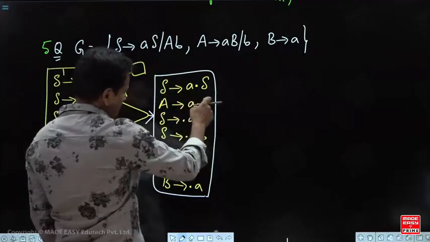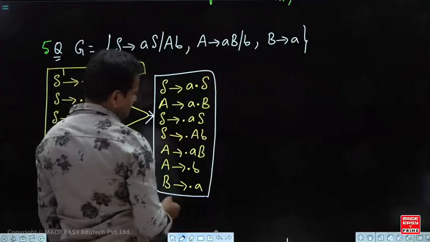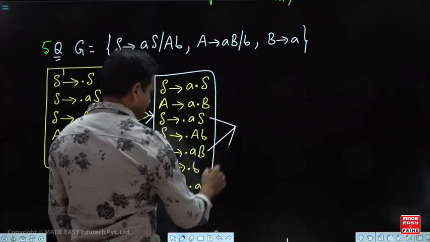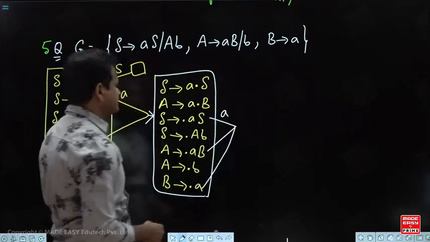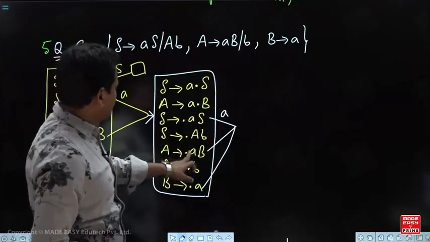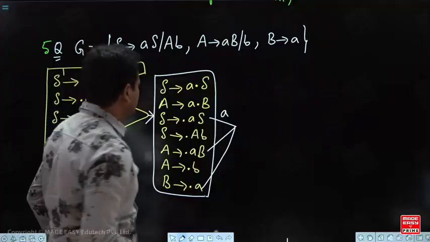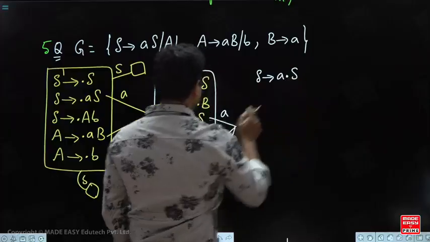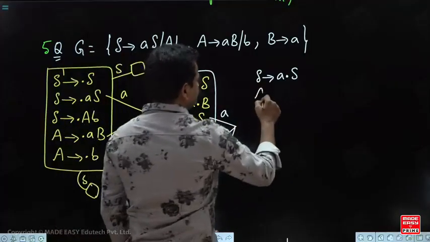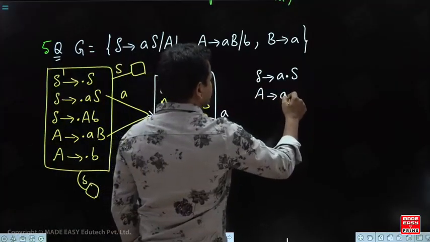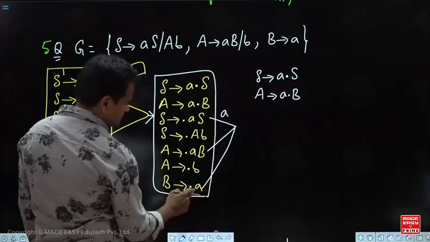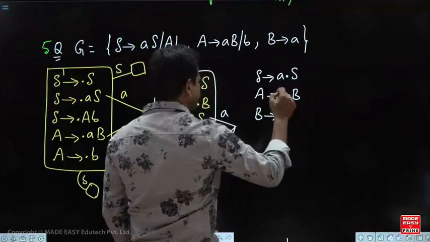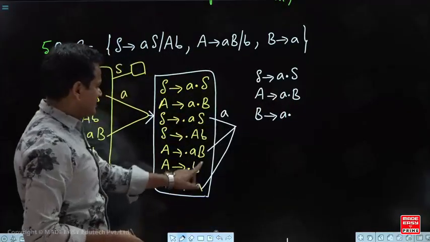Next, now on a single, on B single, and if you observe this one, this is A, this is A, and this is also A. We have three A's. On small a, on dot A, dot A, dot A. So go for expanding. S goes to A dot S, this one, and this one A goes to A dot B, okay, and this one B goes to A dot. Yes, we have the final item. Now there is a chance.